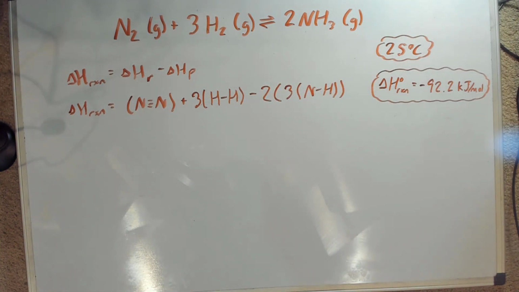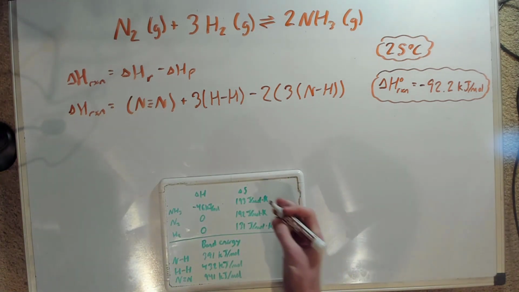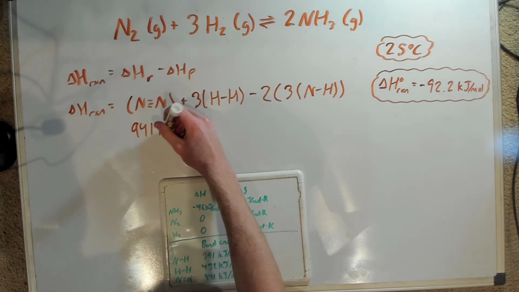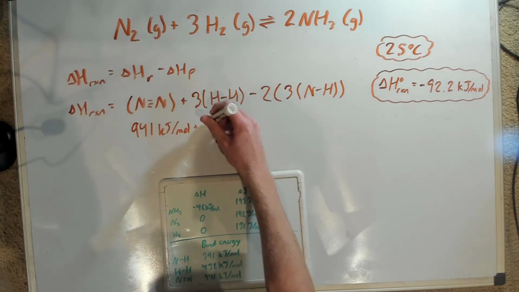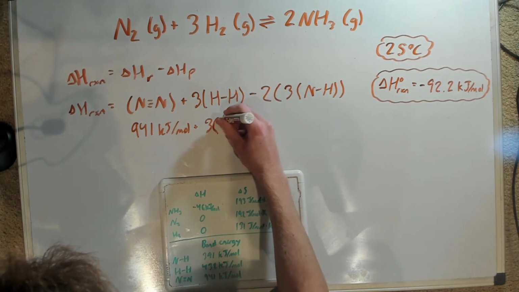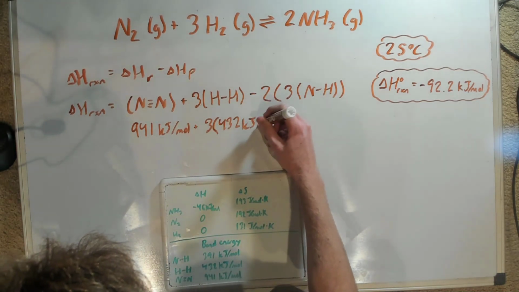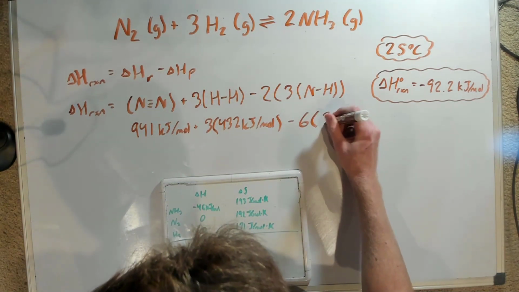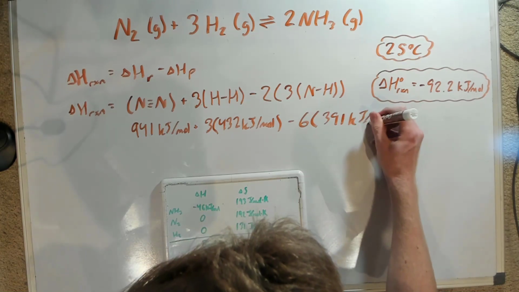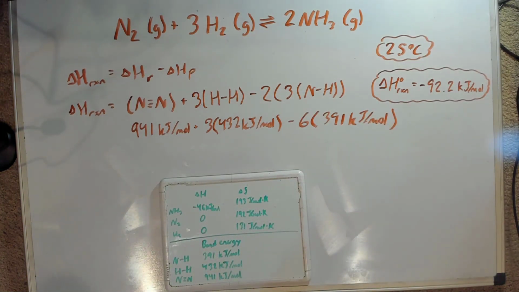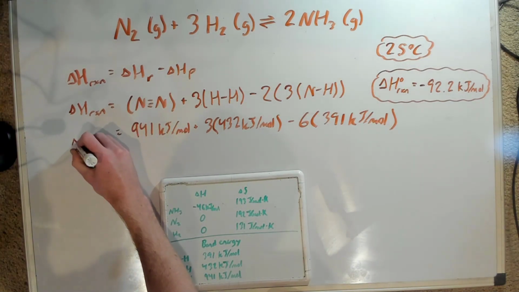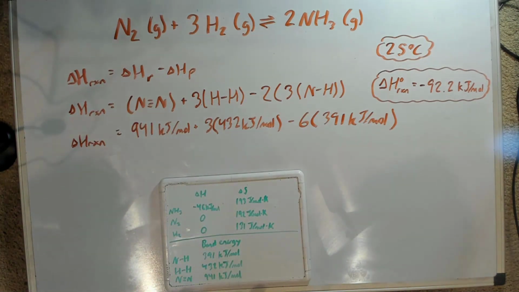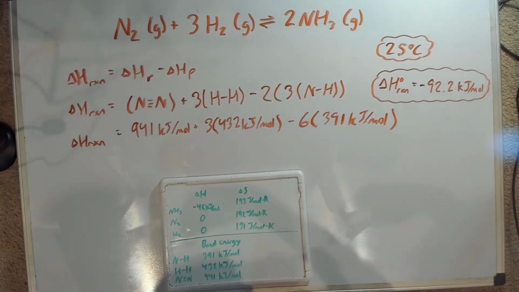So now when we plug all of that in, we should get 941 kilojoules per mole plus 3 times 432 kilojoules per mole minus 6 times 391 kilojoules per mole. When this is done right, assuming I've done my math right, this should check out to be negative 92.2. And unless I've written something down wrong, something like that.